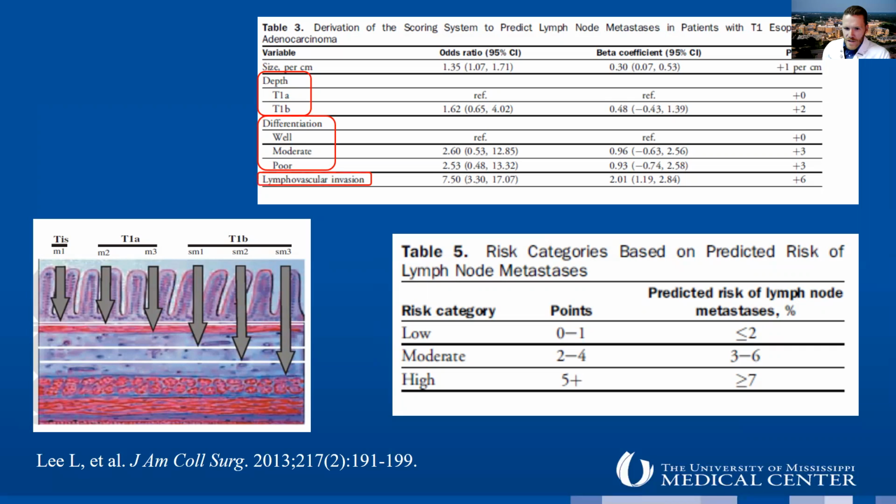So in their scoring system, a higher point total is actually given to other things than depth. So lymphovascular invasion and the differentiation of the tumor weigh heavily in that point total. And so that really has helped inform me, rather than just focusing on the depth. If we've got a biopsy with poorly differentiated tumor and lymphovascular invasion, it's very unlikely that we're going to get away without nodal metastasis, and it's probably not a patient that's going to benefit from a mucosal resection.